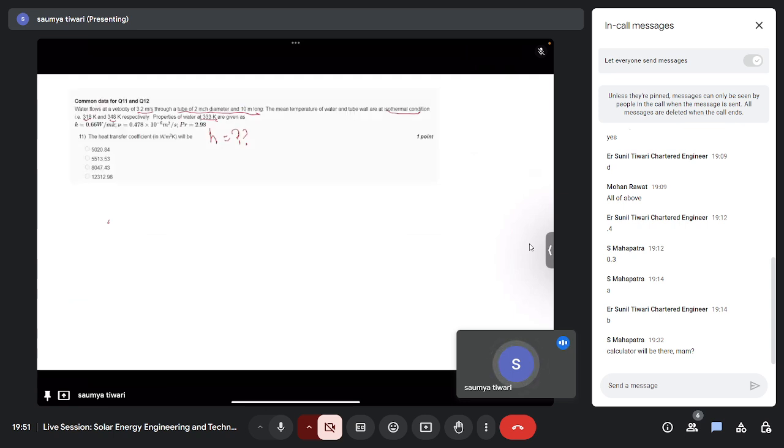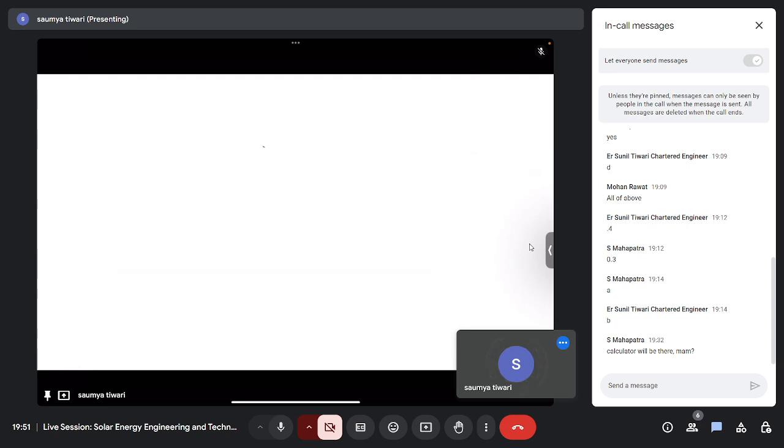Okay, what we have here, let's solve this problem. We have a pipe in which water is flowing. The velocity is given as 3.2 meter per second. I think the diameter was given as 2 inch, so it will be 2 into 0.0254, which comes to 0.0508 meter, and the length is given as 10 meter.